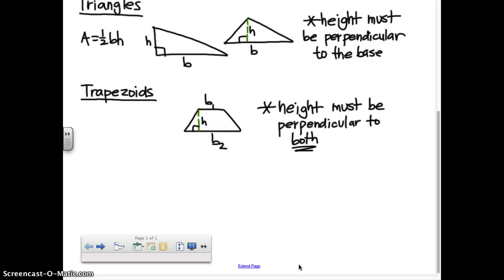I'm going to underline both because it has to be perpendicular to both. Okay? If it's not perpendicular to both, once again, please don't use it. Okay?